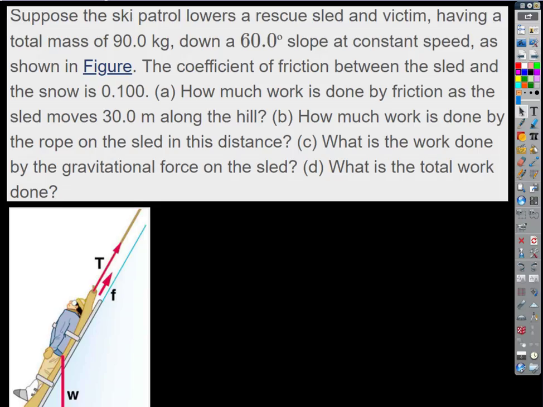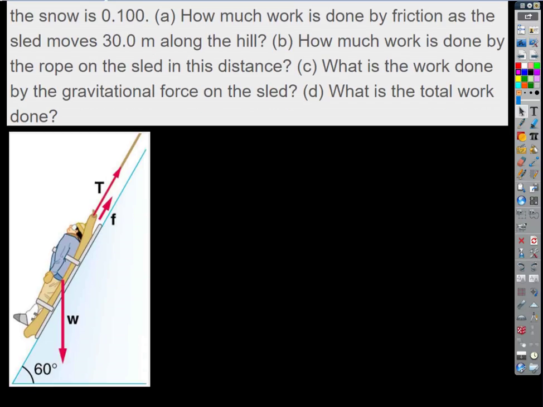So we're going to make kind of a running tally of the work done by these forces. So real quick, does this make sense? What are the forces acting on the sled? Gravity.